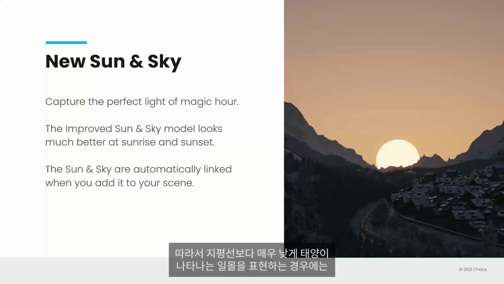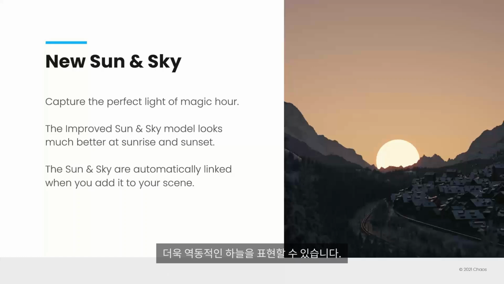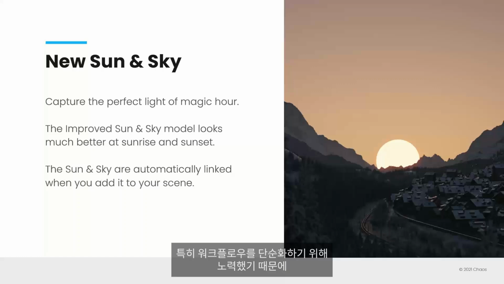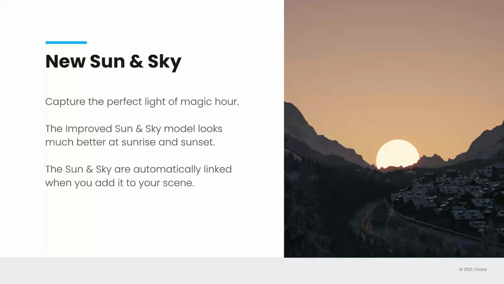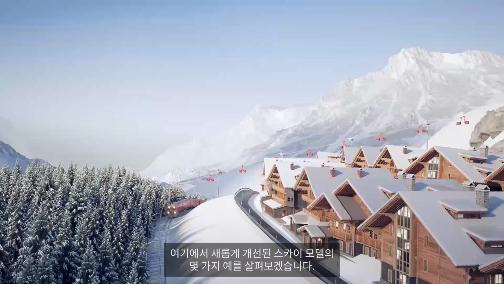So if you want to have a sunset that has a very low sun on the horizon, you can get a kind of more interesting and dynamic looking sky. In particular, we've also, again, tried to simplify workflows for you. So we've now automatically linked the sun and sky when you add it to your scene, just making things faster to get working with it. And you can see a few examples we've got here of the new improved sky in action.